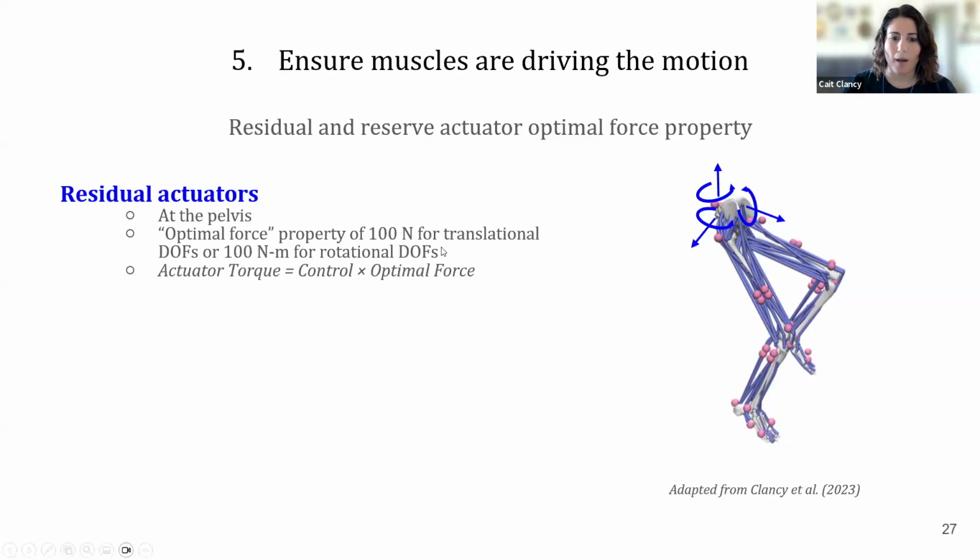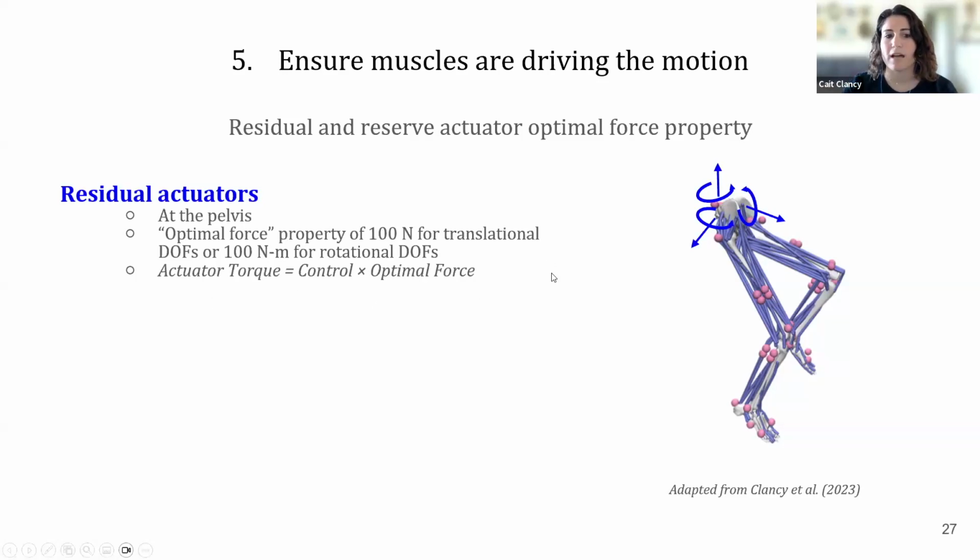And we give them a large optimal force. So this optimal force property was set to 100 newtons for translational degrees of freedom, or 100 newton meters for rotational degrees of freedom. And what this means is, for a control signal, which can go from 0 to 1, and an optimal force of 100 newtons or newton meters, we have that control signal, let's say 0.5, multiplied by the optimal force of 100, we get 50 newtons or newton meters in actuator torque or force.